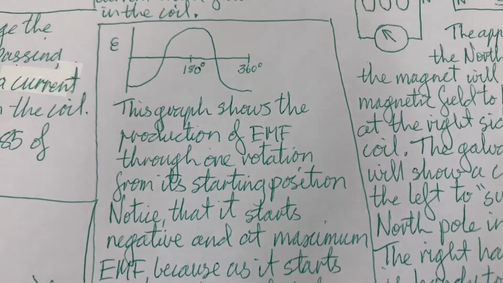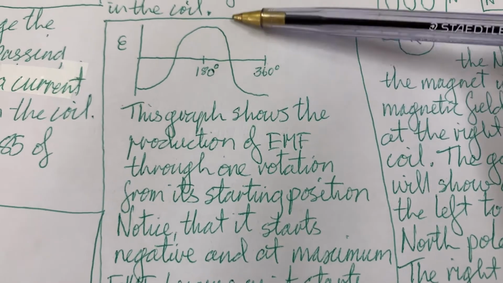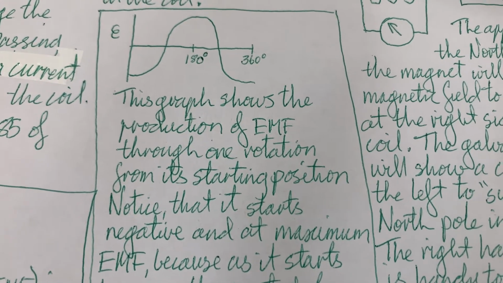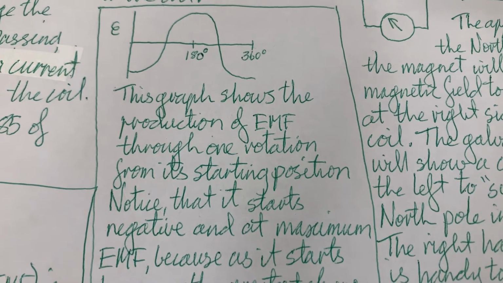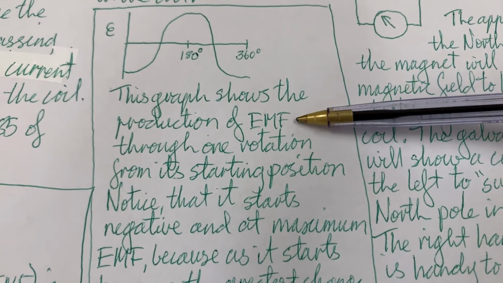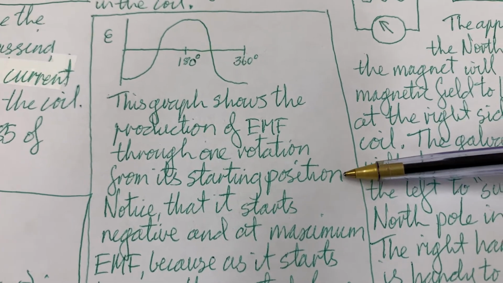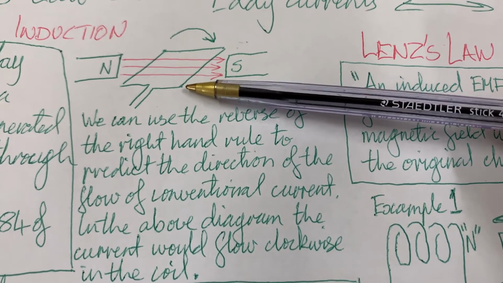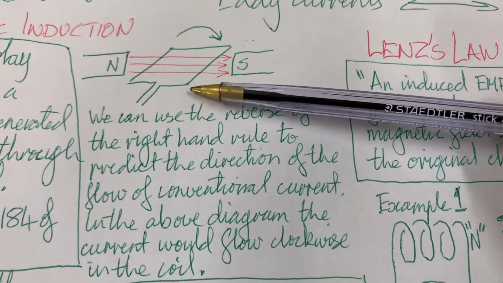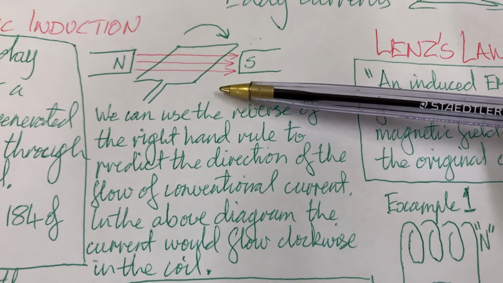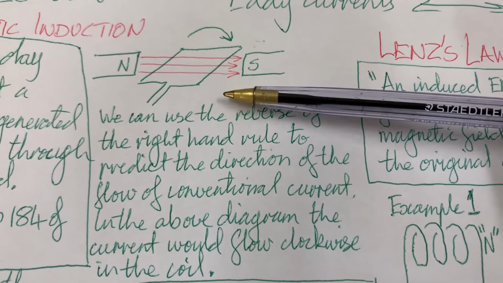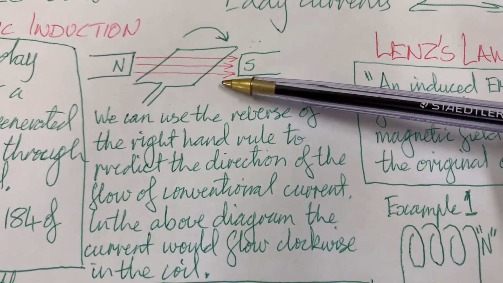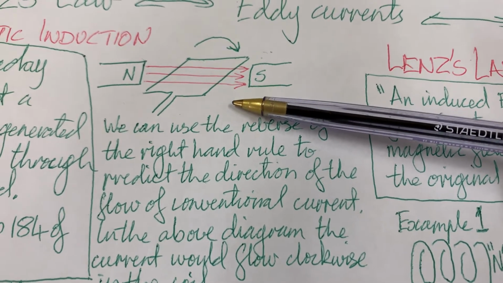Okay, moving down, this graph shows the production of EMF. So this graph here you can see is sinusoidal, and that's really because we've got a rotating coil, and most things rotating will have a sine or a cosine function. The graph shows the production of EMF through one rotation from its starting position. So if it starts in this position here, there's obviously no flux going through it. But what we're talking about is a change over time. As soon as it starts to move, it will be producing electricity because the change in flux will occur, or it'll experience a change in flux, the amount of magnetic field lines going through the coil. Because it's currently at zero, any change is a huge change. Any change from zero is large.